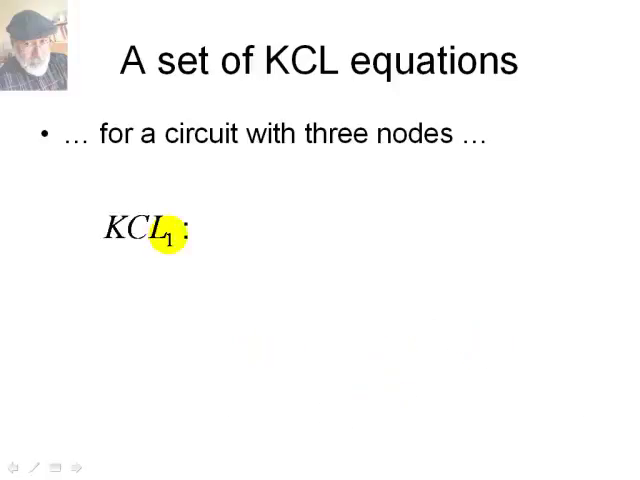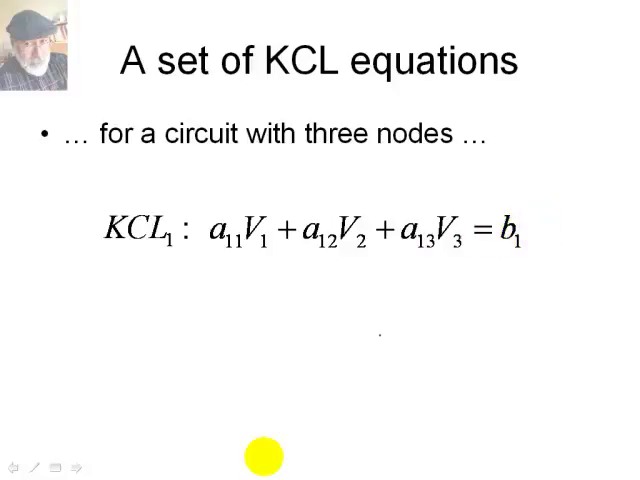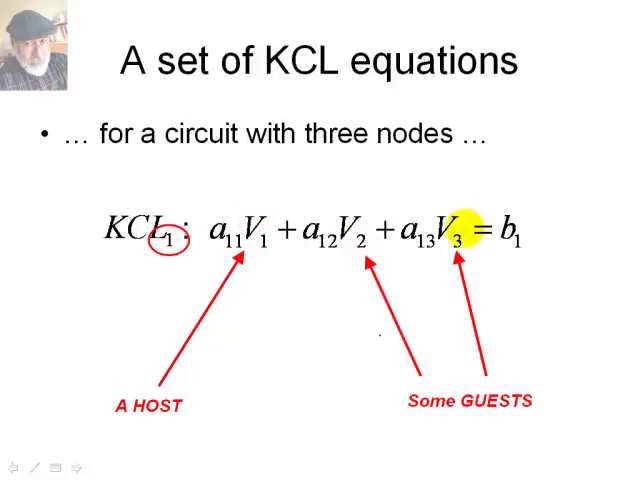Well, the first KCL equation has this general form. A coefficient, a number A11, times the voltage of the node V1, plus another number times V2, plus another number times V3, the voltage of the third node, equals a number that depends on the current sources we saw previously. And this equation belongs to node 1. That's why I will call V1 the host, while V2 and V3 are invited to the party of V1, KCL1. Those are the guests of the equation. This is the host, those are the guests.